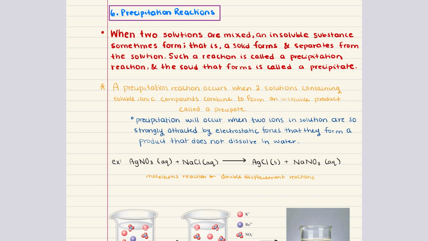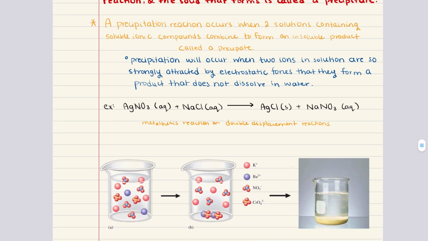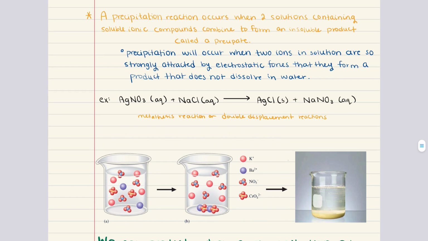When two solutions of ionic compounds are mixed, the cations and the anions interact. If a combination of cation and anion forms an insoluble compound, as dictated by the solubility rules we covered, then a precipitation reaction has occurred. On this page, we see an example of a precipitation reaction. Let's work through it to understand why it is a precipitation reaction and what the precipitate is.